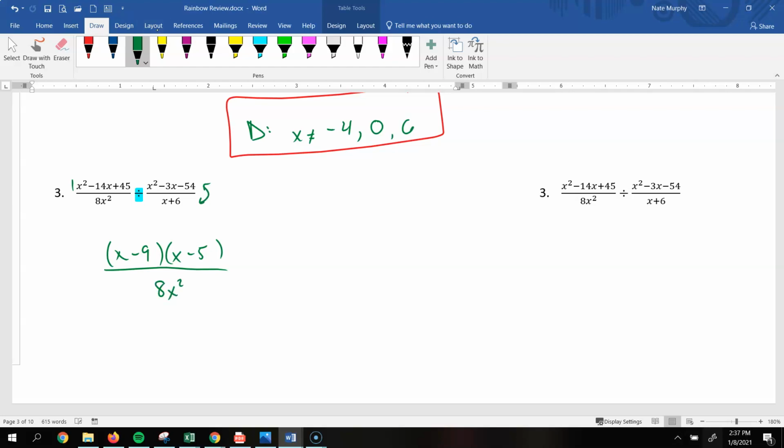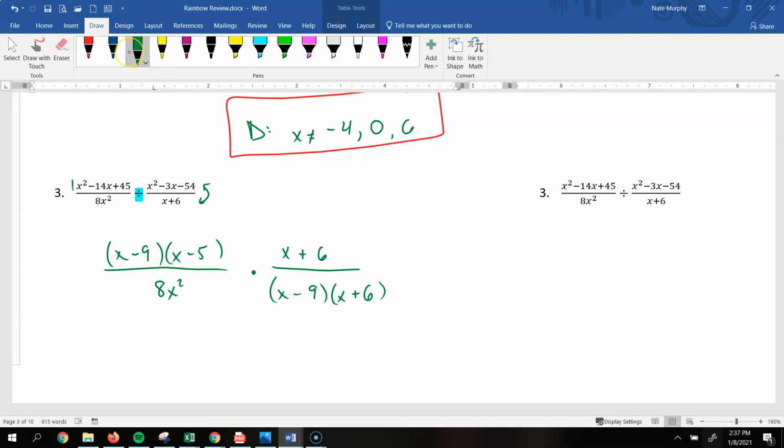Now, to change this to multiplication, remember we have to multiply by the reciprocal. So that x plus 6 would go in the numerator. In the denominator, we're going to factor down that x squared minus 3x minus 54. Again, we're trying to find two numbers that multiply together to be -54 and add together to be -3. That's going to be -9 and a positive 6, because -9 times 6 is -54, and -9 plus 6 is -3.